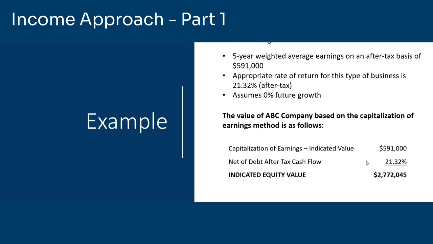The science and the art of it comes into understanding all the different methods which are appropriate for a given business. Because this business had been in business for many years and their historical after-tax earnings and cash flows were relatively at a steady state, their capital expenditures were fairly at a predictable steady state, and depreciation was at a steady state, the capitalization of earnings method was a great method to use for this particular company. And the math is very straightforward. It's taking the after-tax basis of earnings and dividing it by the appropriate rate, which here was 21.32%.